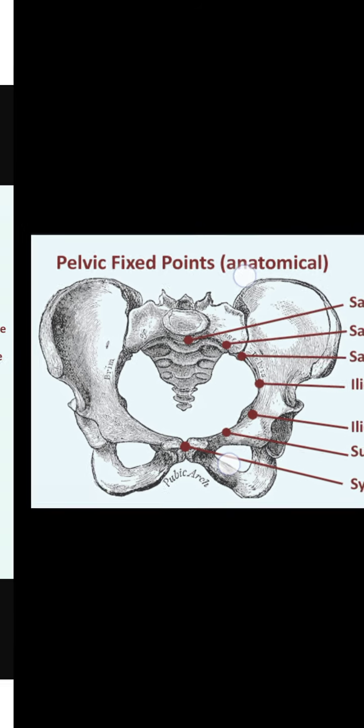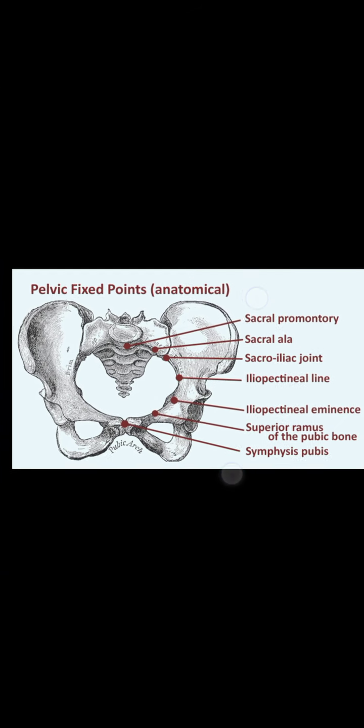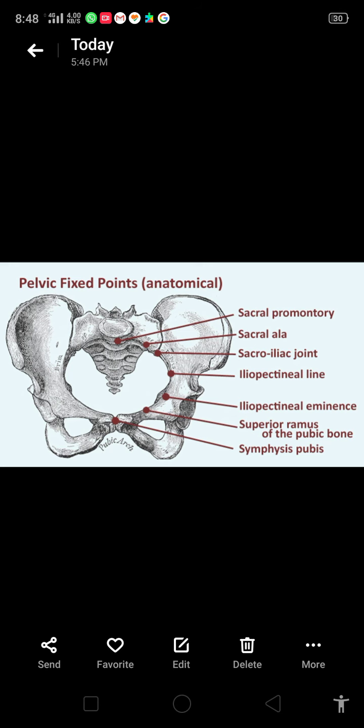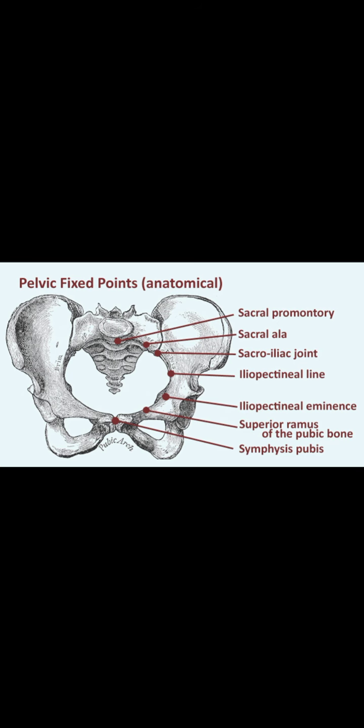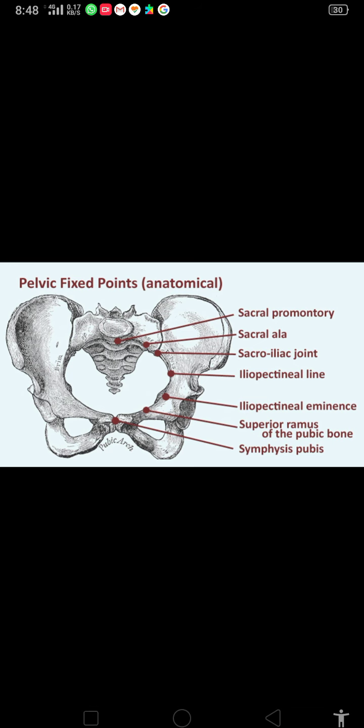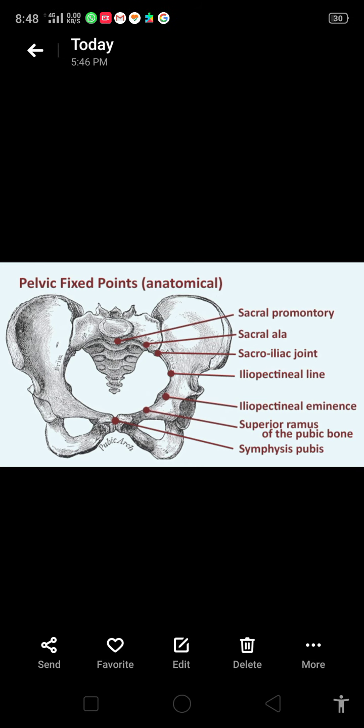Now, from a viva point of view, the main thing to study in the brim is its landmarks. There are 8 landmarks of the brim: sacral promontory, sacral ala, sacroiliac joint, iliopectineal line, iliopectineal eminence, upper inner border of the superior ramus of the pubic bone, upper inner border of the pubic bone, and upper inner border of the symphysis pubis. Here only 7 are marked, but there are 8 landmarks.